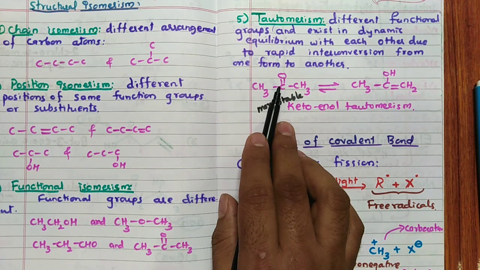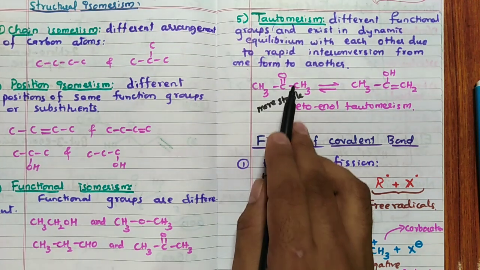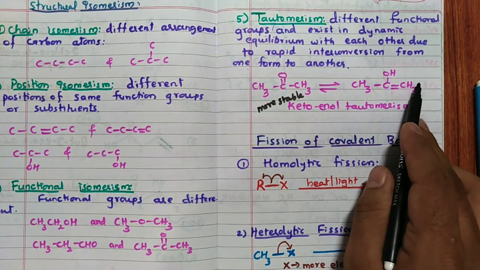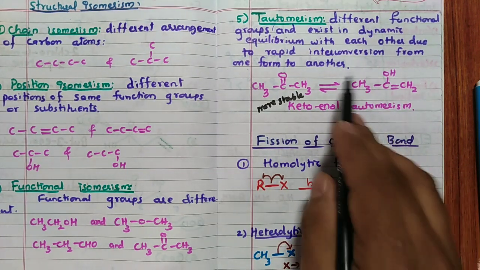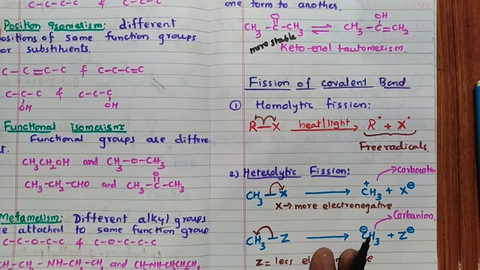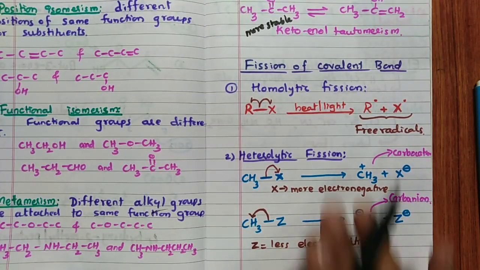Now what happens is this double bond will shift to this carbon and H shifts to here, making it OH. So the CH3COH double bond CH2 is formed. This is called tautomers. Remember that. Then fission of covalent bond, two types. We know that homolytic, heterolytic.